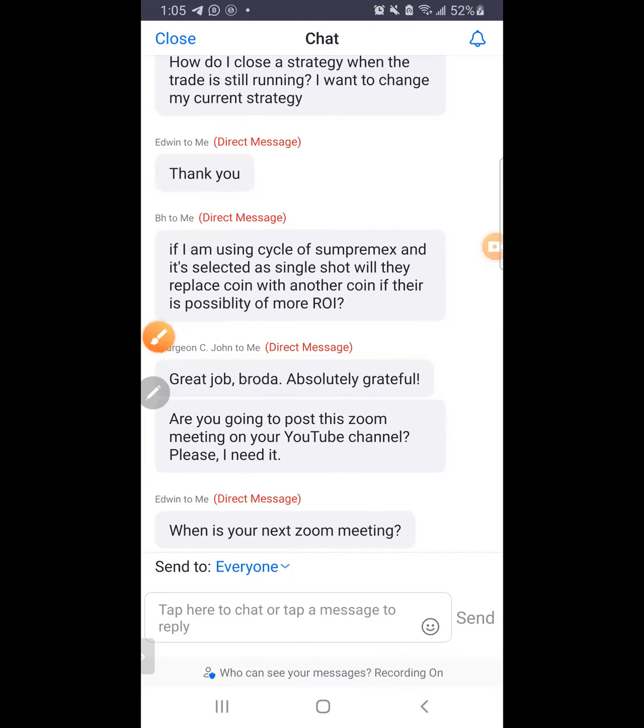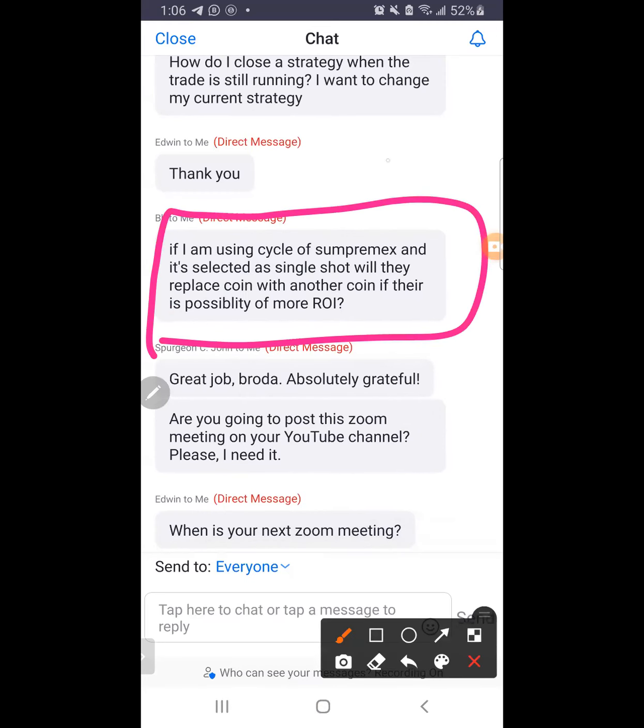Okay, so he said, I'm using cycle of Supreme X and it's selected as single shot. Will they replace the coin with another coin if there is? Yeah. So Supreme X, if I understand this question, that's the difference between Supreme X and QQQ. With my experience with them, they do not stay on a coin.